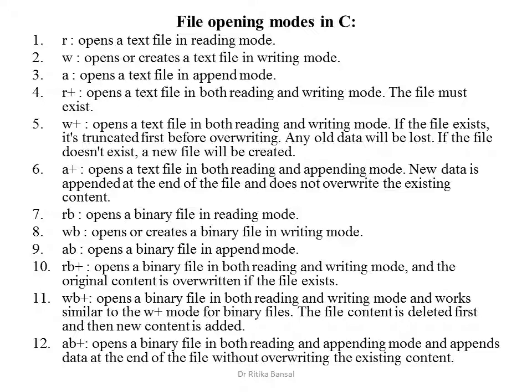So these are the 6 modes: R, W, A, R plus, W plus, A plus. These are for text files, and the next 6 are for binary files. Everything is the same, you just need to replace: opens a binary file in reading mode, opens or creates a binary file in writing mode. You just need to repeat the text with the binary word. Important question: you have to represent it in a tabular form, where in one column you write all the file opening mode names, and in the second column you explain the meaning of that mode.